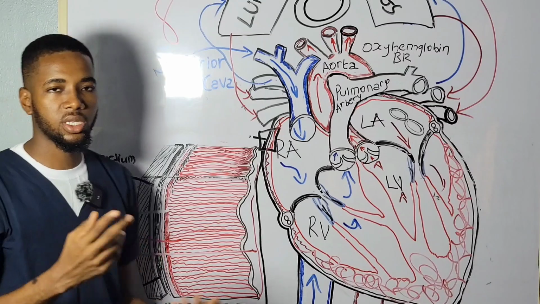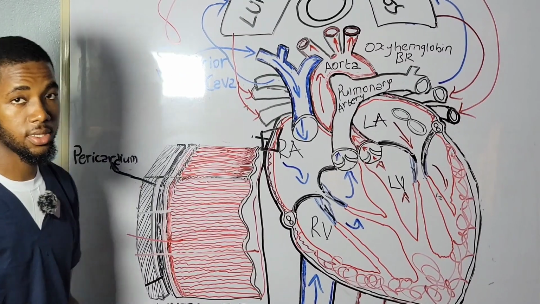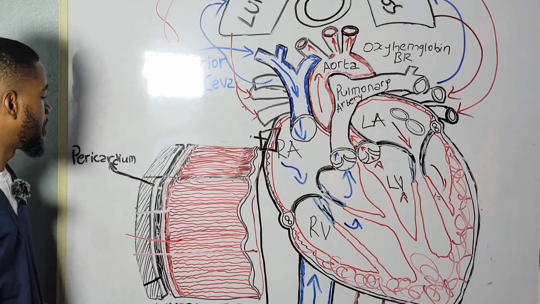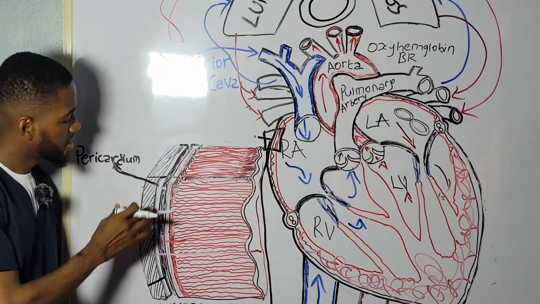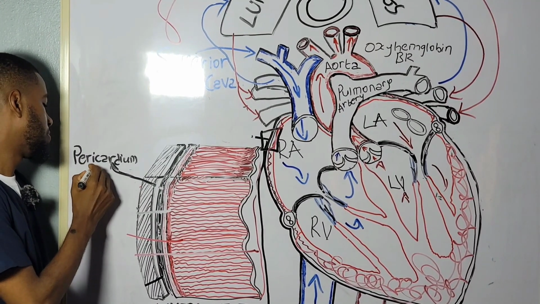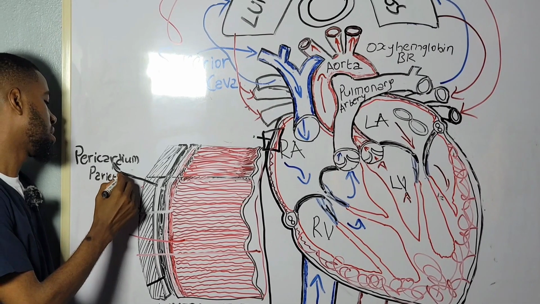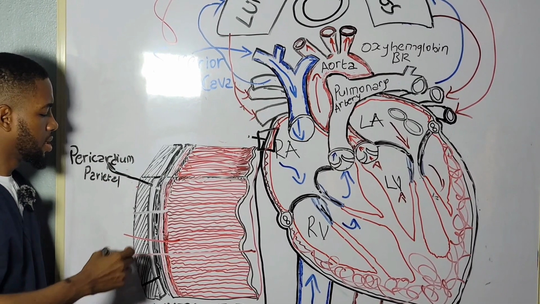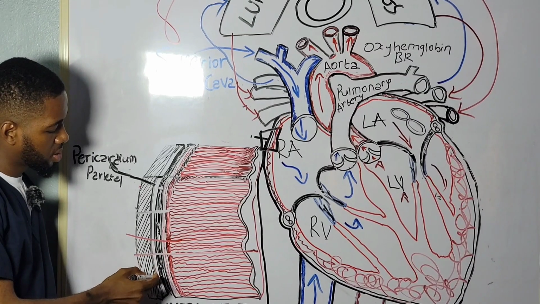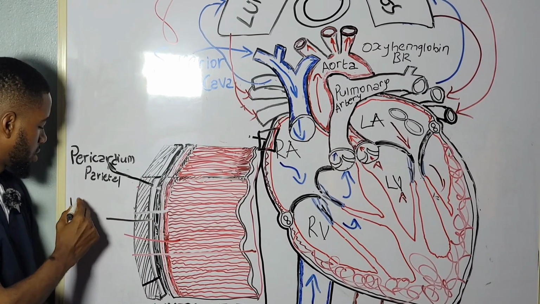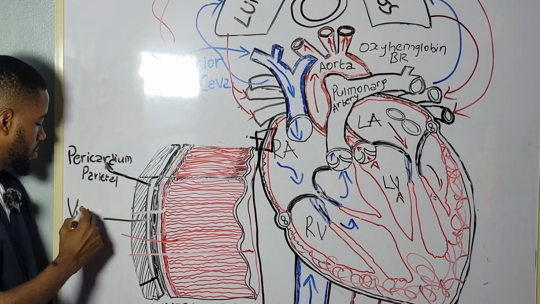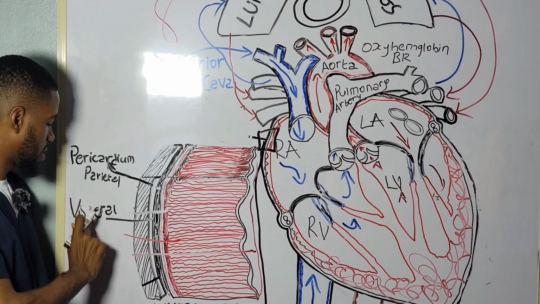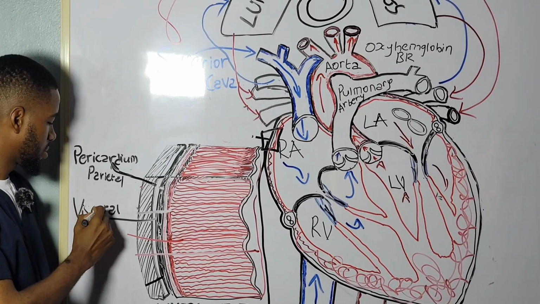But the pericardium is actually divided into two layers. Yes, that is where the first layer of the heart will come in very soon. The pericardium is divided into two layers. That fibrous layer is what we call the parietal layer. The parietal layer. And it has another layer. After the parietal layer, we have another layer called here the visceral pericardium. The visceral layer of the pericardium.